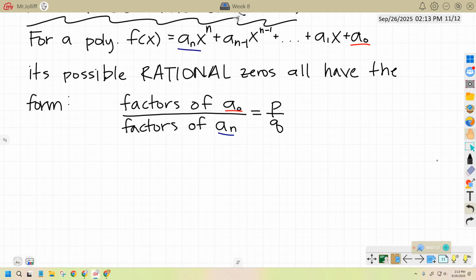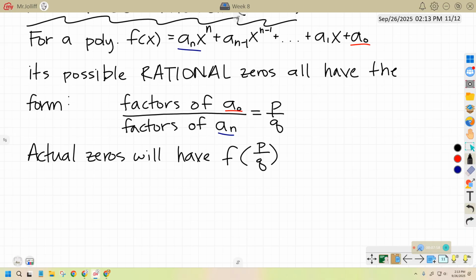And the question is, once I've made a list of all my possible rational zeros using this form to build them, how do I check which ones are actual zeros? If I take a zero and I plug it in for f of x, what should I get as my output? Zero, yeah. Because zeros sit on the x-axis. Their y value is 0. So actual zeros will have f of p over q equal to 0.